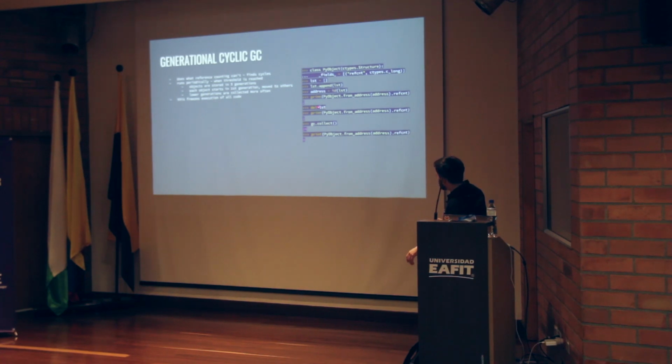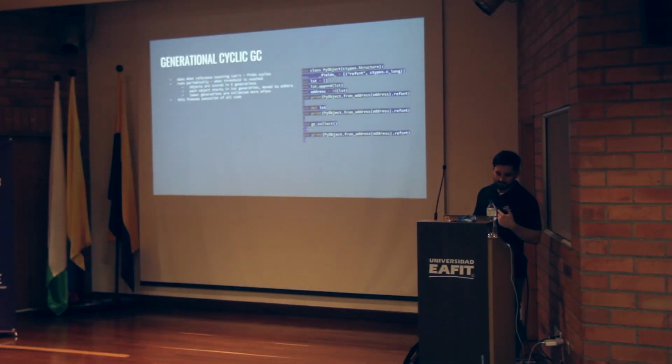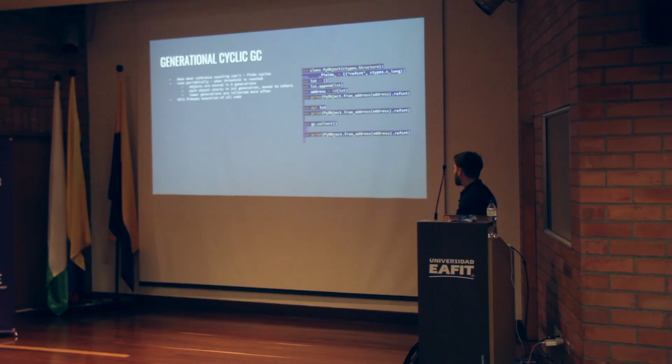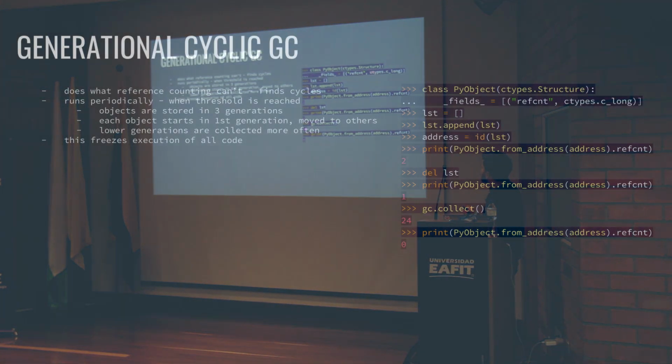But when you delete the list, you would expect that there is no list anymore, right? But when you try to print the reference count of the object, you get 1. That's because there is a cycle, and even though you dereference the object, it is still being referenced somewhere. And that's where, when you run gc.collect, it will find these cycles and deallocate those objects.